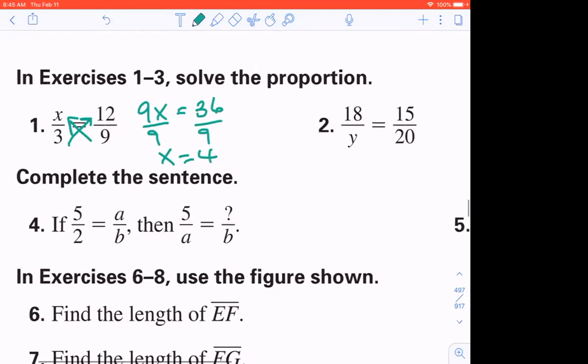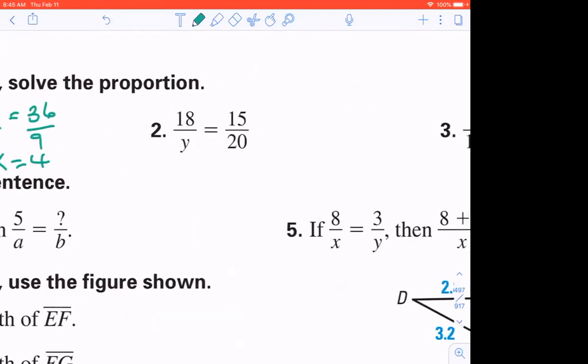Oh, my computer says it's connecting. Hang on a minute.